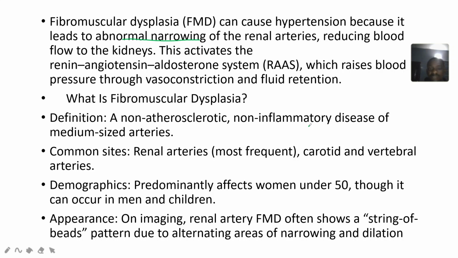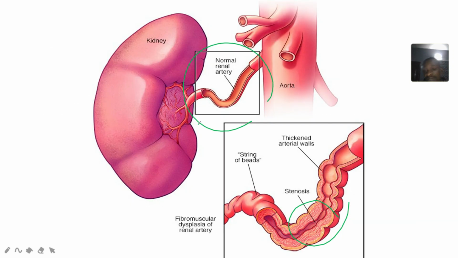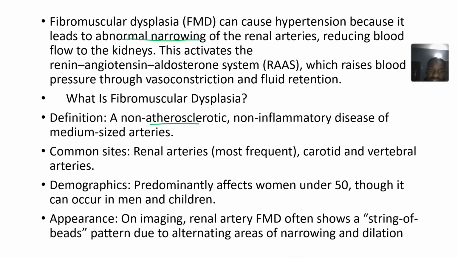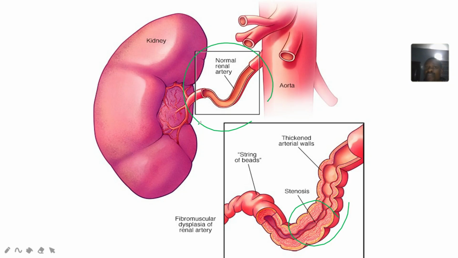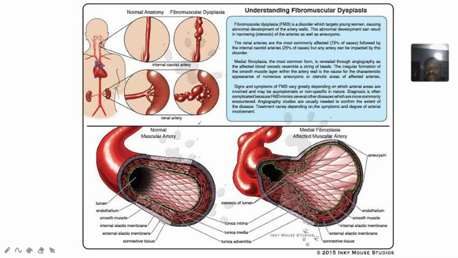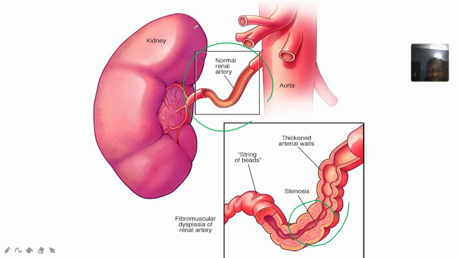So fibromuscular dysplasia is a non-atherosclerotic, non-inflammatory disease of medium-sized arteries. So common arteries affected are what? Renal artery, the carotid artery, the vertebral artery. But we'll mostly talk about the renal artery when we're talking about hypertension. This one is the carotid artery one, but it's the same thing occurring at the renal artery too, just like what you have here.